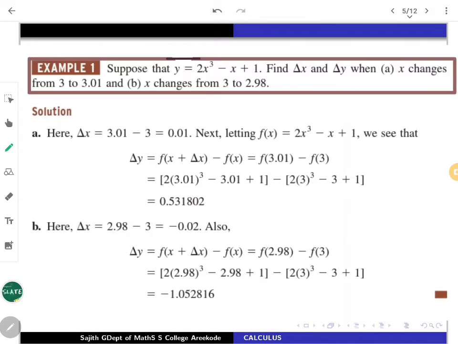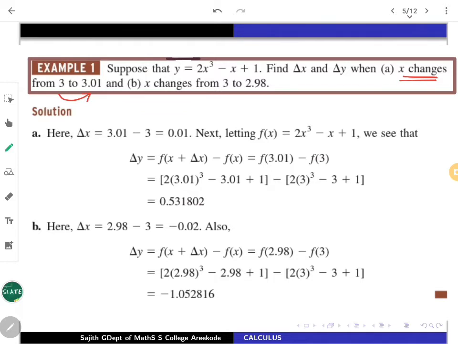So let us look at the problem as an example. Consider a function y equals 2x cubed minus x plus 1. That may be a model of some experiment, for example. Simply, you are asked to find delta x and delta y in two situations. In the first, the input value x changes from 3 to 3.01.